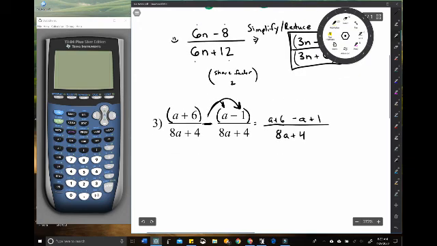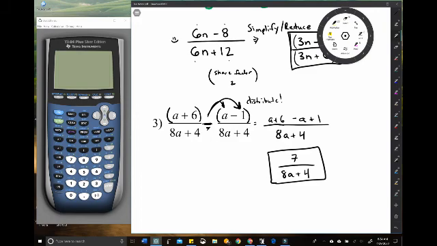Then you can add your like terms. So make sure you distribute with subtraction. From here, add like terms: a minus a, those cancel. 6 plus 1 is 7, so 7 over 8a plus 4 doesn't reduce anymore. That is just the final answer.